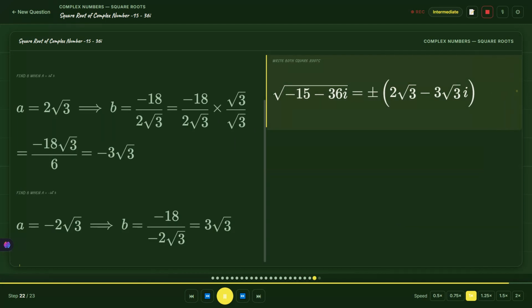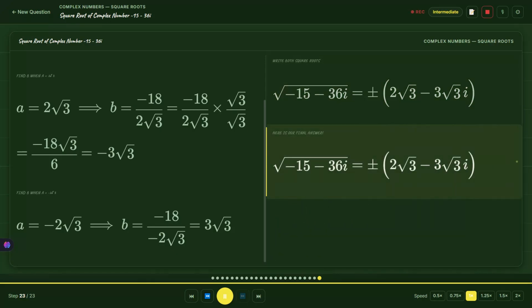So we have two square roots. One is 2 root 3 minus 3 root 3 i, and the other is -2 root 3 plus 3 root 3 i. We can write them together with a plus-minus sign. Great job! We found our answer. The square root of negative 15 minus 36i is plus or minus 2 root 3 minus 3 root 3 i. You did amazing work today.